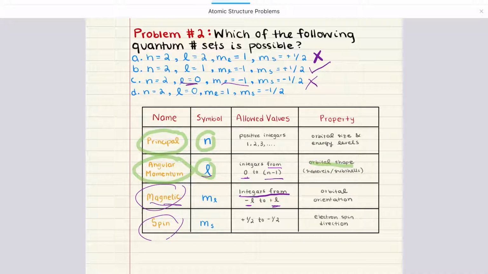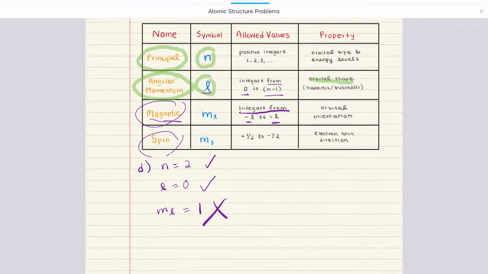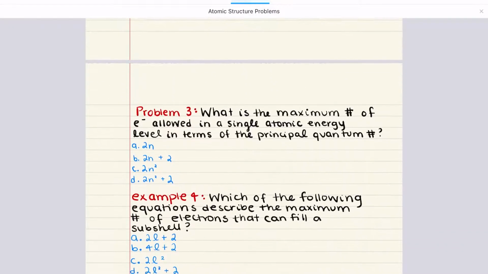D says that N is equal to 2. So far, so good. L is equal to 0. Okay, also good. And here, ML is equal to 1. Again, this is not possible. When L is equal to 0, the only possible value for ML is 0. So this is another quantum number set that is not possible. The only one that is correct is going to be answer choice B. So 2 is B. Let's go ahead and move into problem 3.